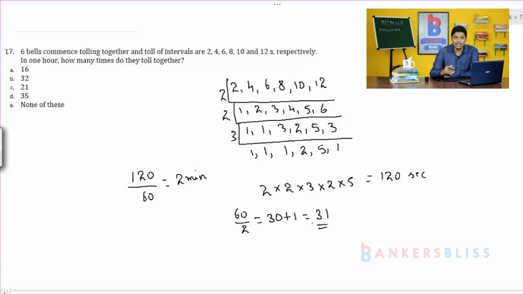Because while calculating, the first time it tolls together, that is the one time. In the first time itself it tolls together. After that, again after 2 minutes it is going to toll. So 60 by 2 means from after 2 minutes it is going to calculate. But for the first time when it tolls, that is the 1, and after that 30 times it is going to toll. Therefore 31 times it is going to toll. So here the answer is none of these. Option E, none of these.